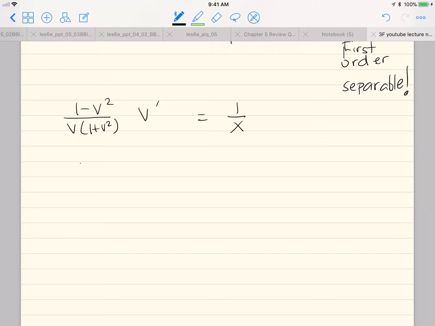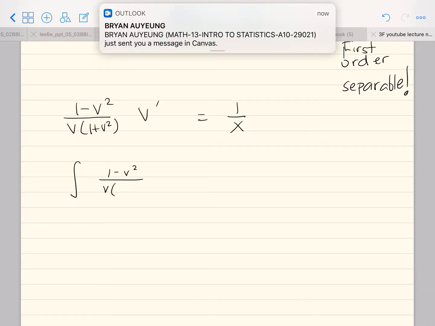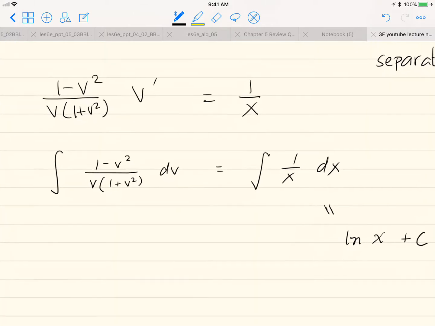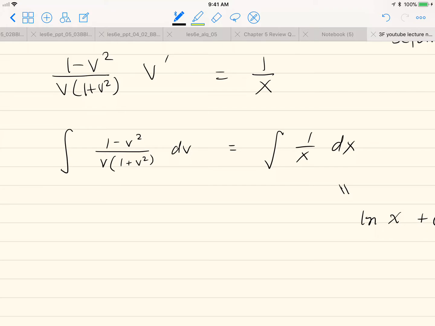What am I going to need to do? I'm now going to integrate. So I've got 1 minus v squared over v times 1 plus v squared dv equal to the integral 1 over x dx. The right-hand side is going to be natural log of x plus a constant, right? That's easy. What about the left-hand side? What integration technique do we use? We're going to use partial fraction decomposition.